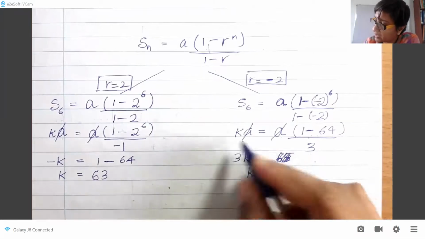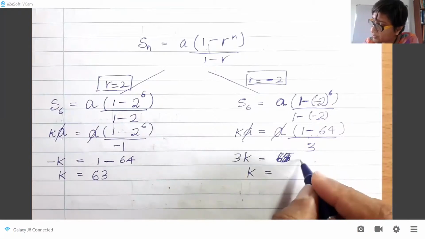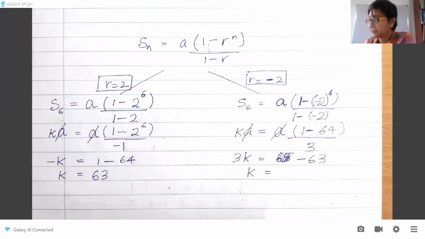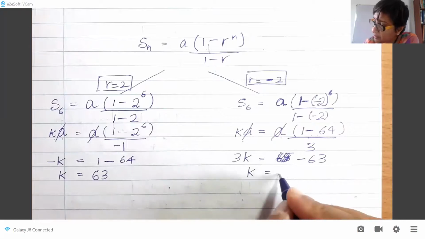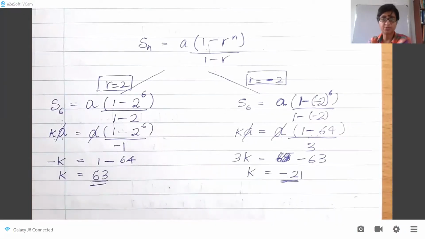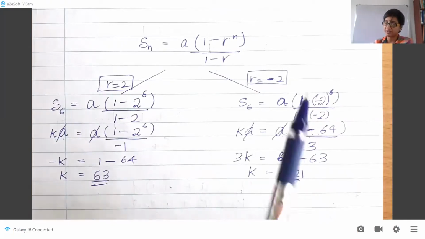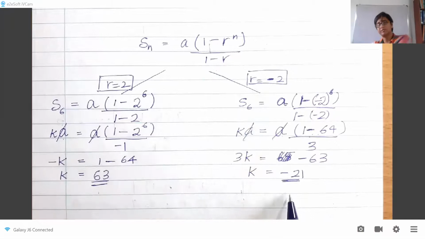So 3K is 1 minus 64, which is -63, and K is -21. I got 2 values for K. If R is 2, K would be 63. If R is -2, K would be -21.